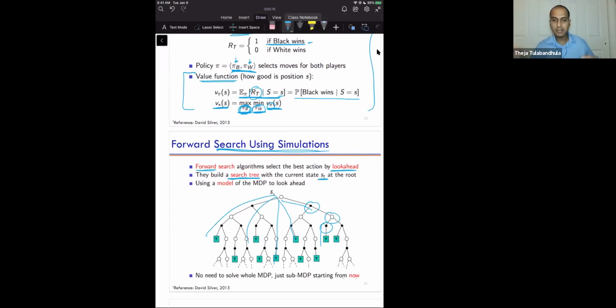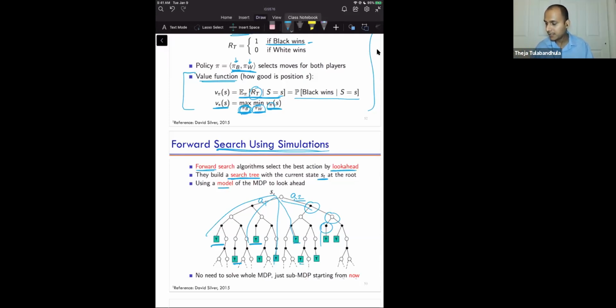And then you can summarize: maybe my initial move is move 1 or maybe move 2. If I take move 1, there are a lot of chances of me ending up in good states. And maybe if I take action 2, there are only a few chances where I end up in good states. Maybe I should take action 1. So that's the idea.